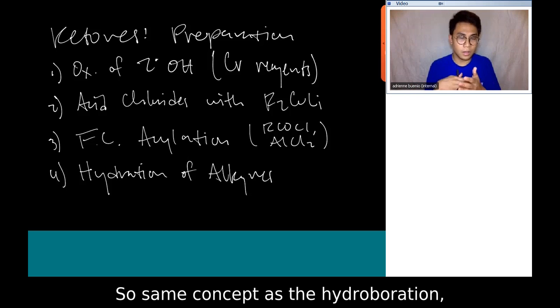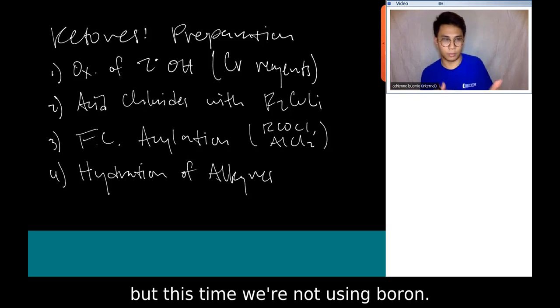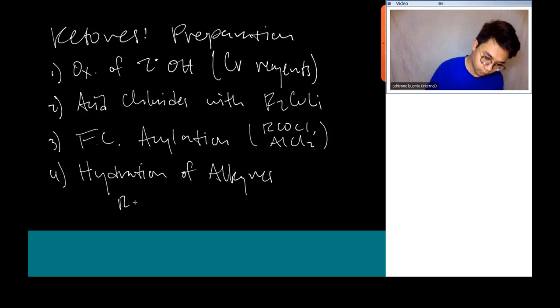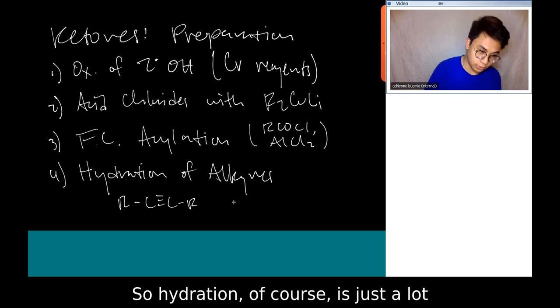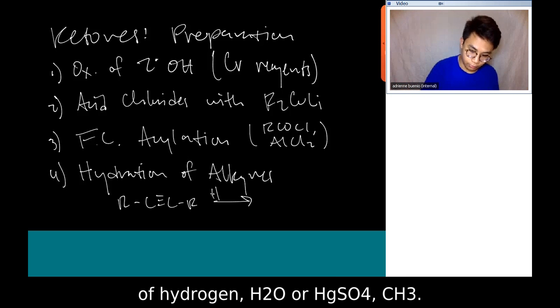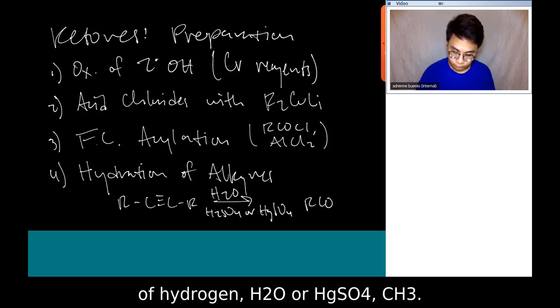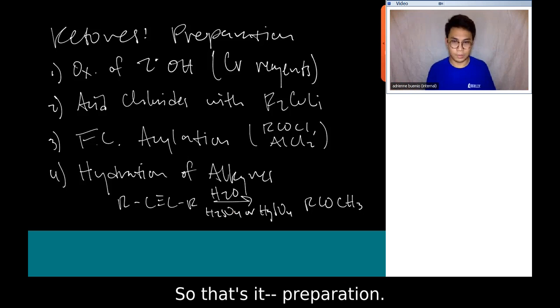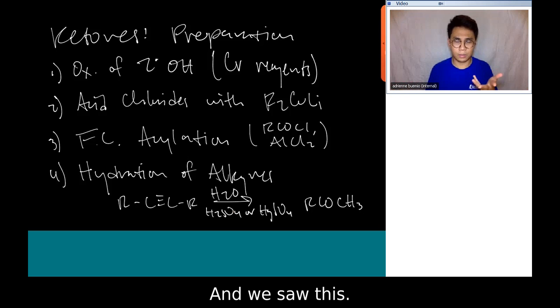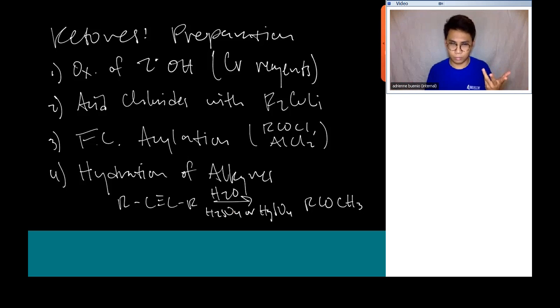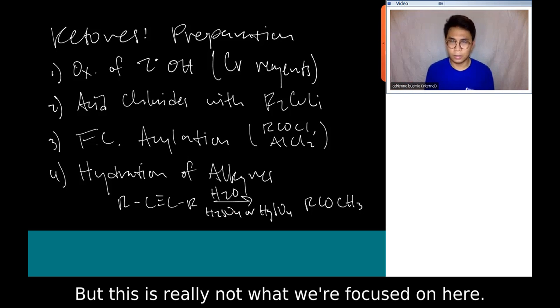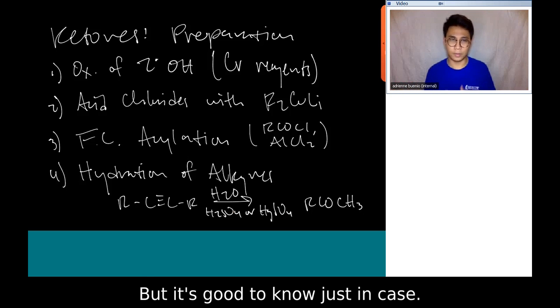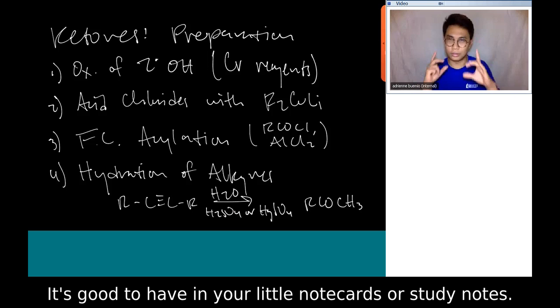Same concept as the hydroboration, but this time we're not using boron, right? So hydration, of course, is just adding water: H2O, H2SO4, HgSO4, giving the CH3 ketone, right? So that's it. Preparation, and we saw this for sure. 1, 2, 3, we know, right? Well, I guess 4 too, but this is really not what we're focused on here, but it's good to know just in case. It's good to have it in your note card or study notes, right?